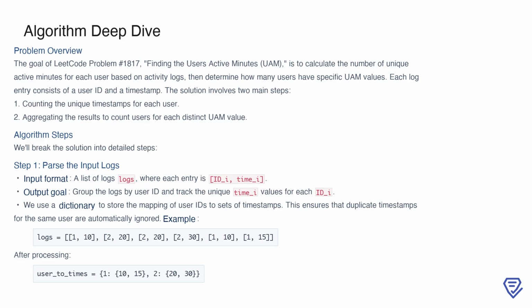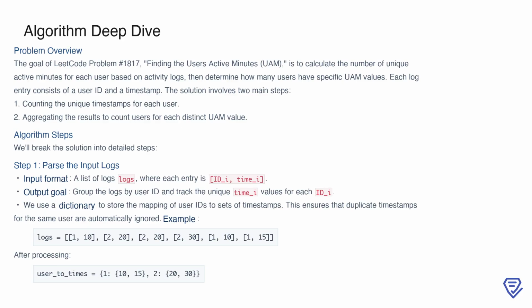In this problem, we are tasked with determining the user's active minutes, or UAM, based on a list of activity logs. Each log entry contains a user ID and a timestamp, and our goal is to calculate how many unique active minutes each user has, then count how many users fall into each UAM category. To solve this, we'll follow two primary steps. First, identify and count the unique timestamps for each user, and second, aggregate the results to compute the number of users for each distinct UAM value.